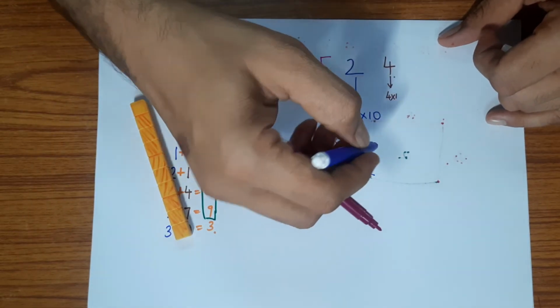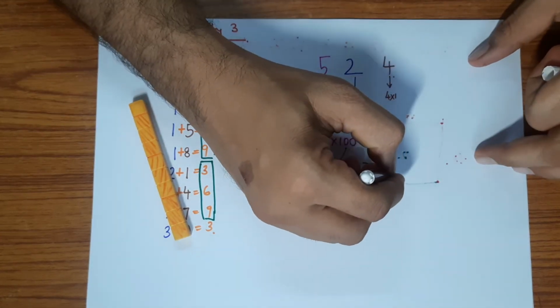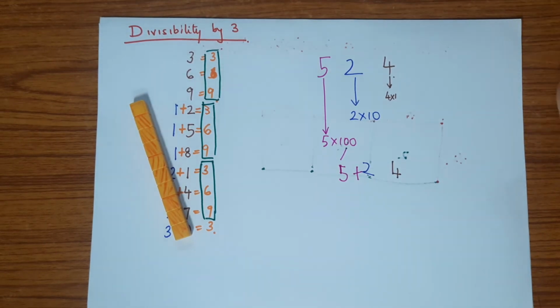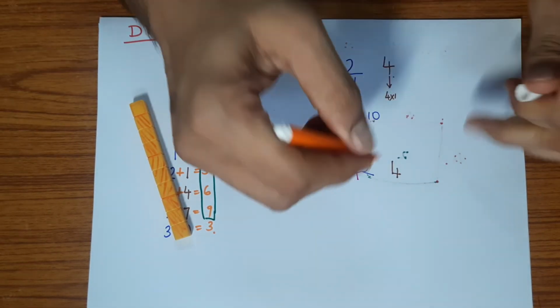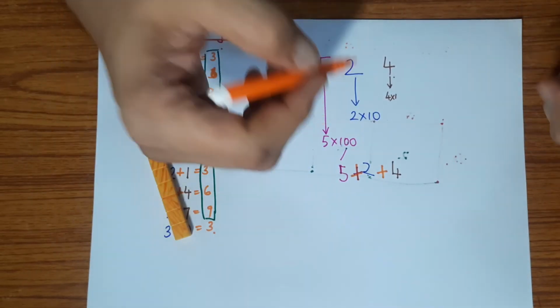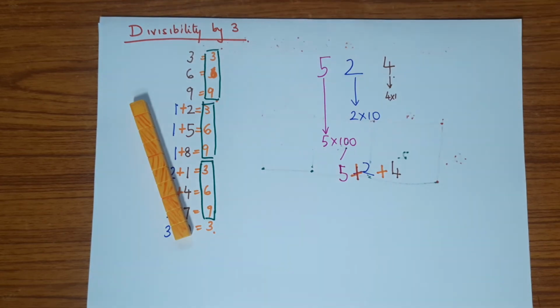And same way when I have the ones, I will have 4 ones. So these are all remainders. After everything has been divided, these are all remainders that are there. So if I check if the remainder is divisible by 3, then the entire number is divisible by 3. So that's basically the idea of dividing by 3.